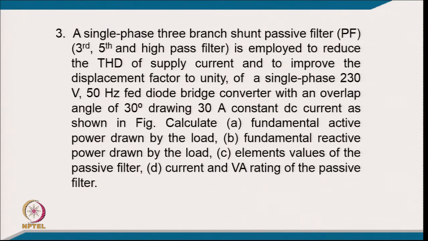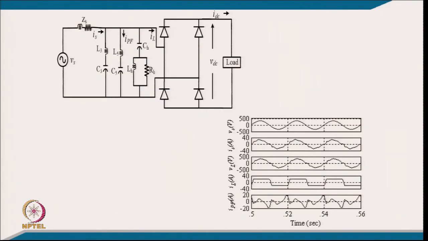Here we have the circuit of the total system. We have a diode rectifier with the load and the filter components. Putting in all the values, we are able to see the waveforms of the passive filter current, the supply current and the rectifier or load current.